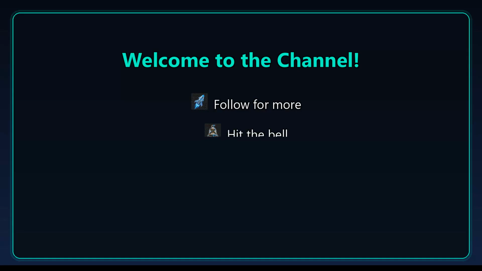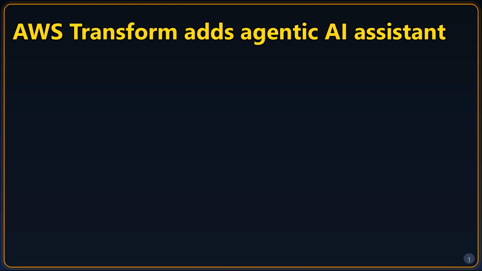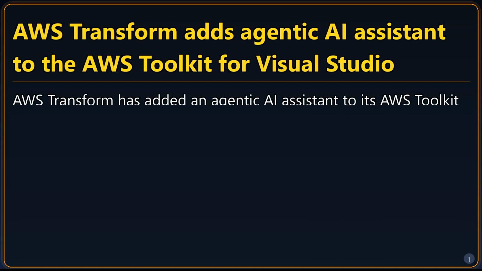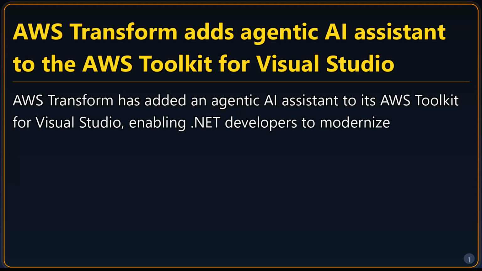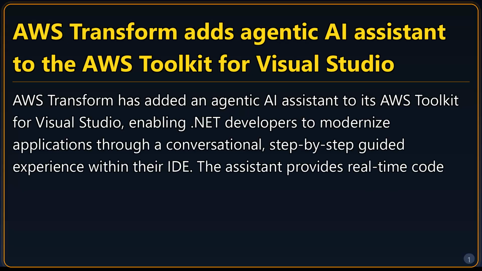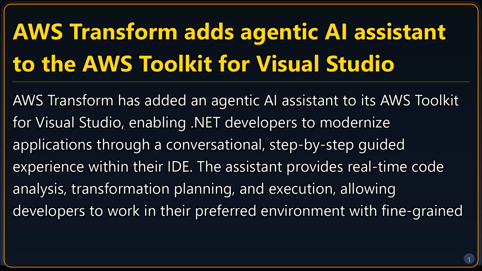AWS Transform adds agentic AI assistant to the AWS Toolkit for Visual Studio. AWS Transform has added an agentic AI assistant to its AWS Toolkit for Visual Studio, enabling .NET developers to modernize applications through a conversational, step-by-step guided experience within their IDE. The assistant provides real-time code analysis, transformation planning, and execution, allowing developers to work in their preferred environment with fine-grained control over the process.